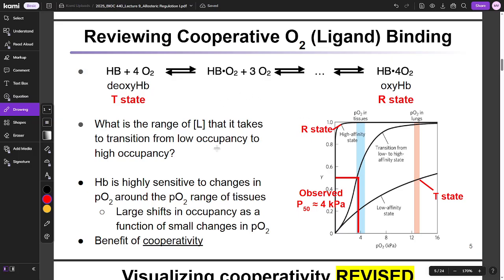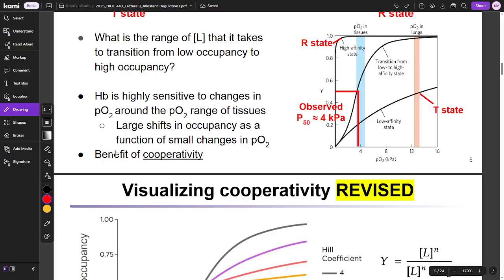Here we've got a range of PO2s. You can see that from 0 to 8 is pretty much where we get this maximum. It's a little bit more up here, but the slope from here to here is much steeper than here to here. So that's the benefit of cooperativity: you can bind things very quickly and also release them very quickly.